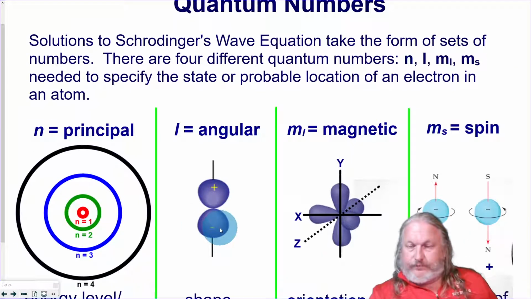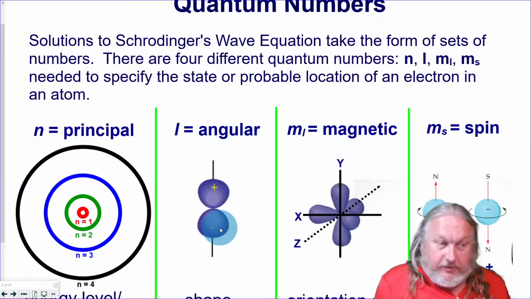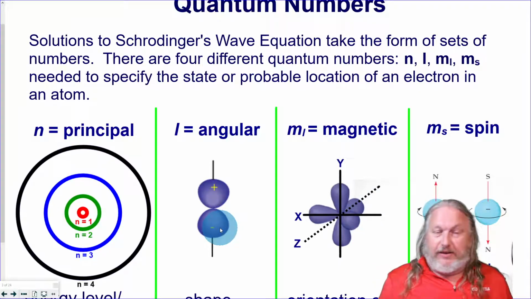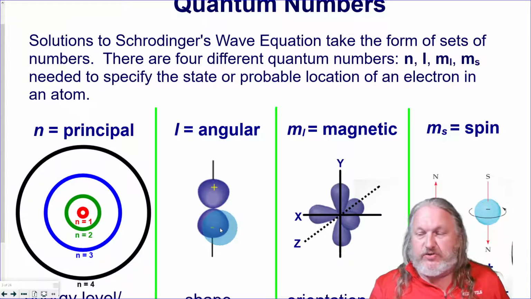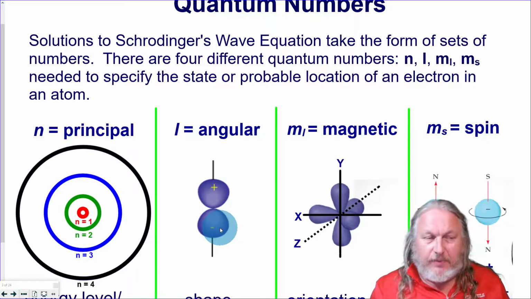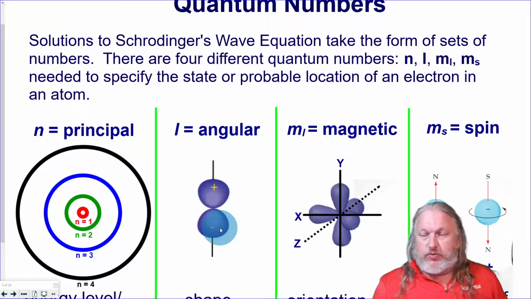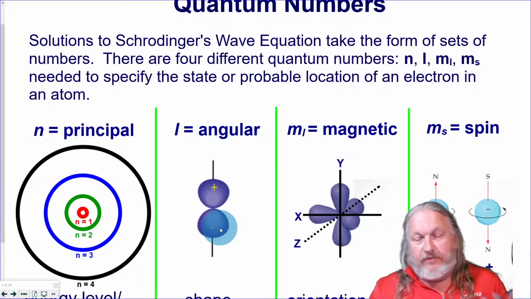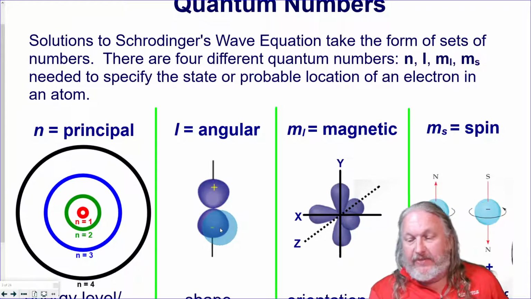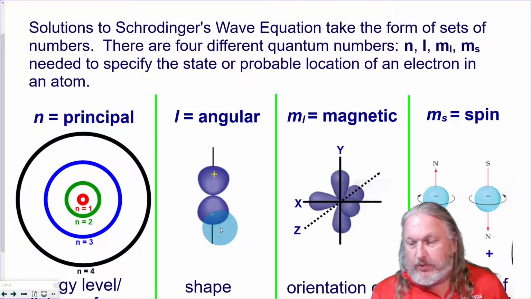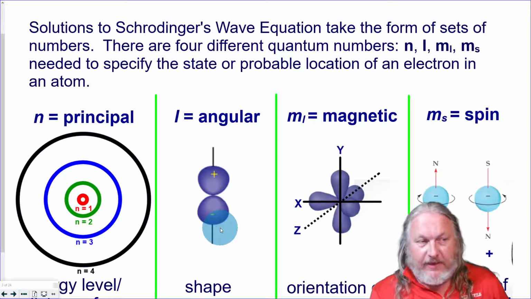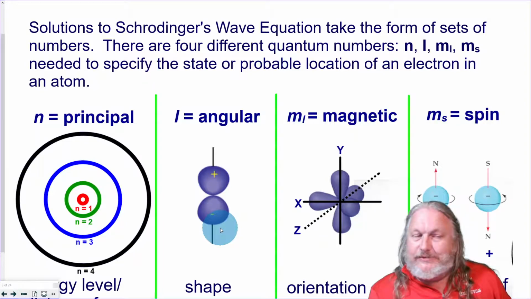According to Schrodinger's wave equation, we're not going to get into those equations because that is extremely high level math. There are sets of numbers that make his equations work. There are 4 different quantum numbers that we put in to make those equations work. It's the N number, the L number, the ML number, and the MS number. And you need to know that there are those 4 numbers.